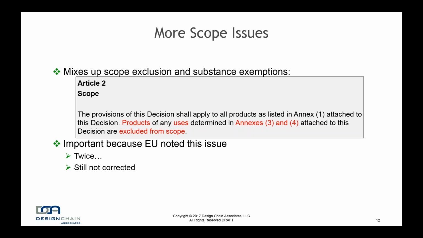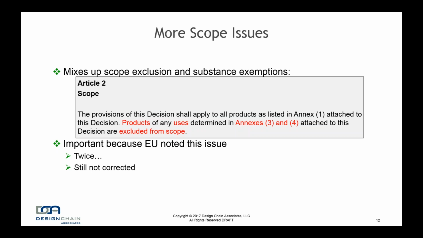The fact that the scope exclusions and substance exemption language and concepts are mixed up. I see this a lot in general. I try to correct people when they ask if their product is exempt. Well, it's excluded from scope. It's not exempt. Exemptions are for substances and applications of substances in products that are within scope. But nevertheless, this scope definition in Article 2 of the regulation is problematic.